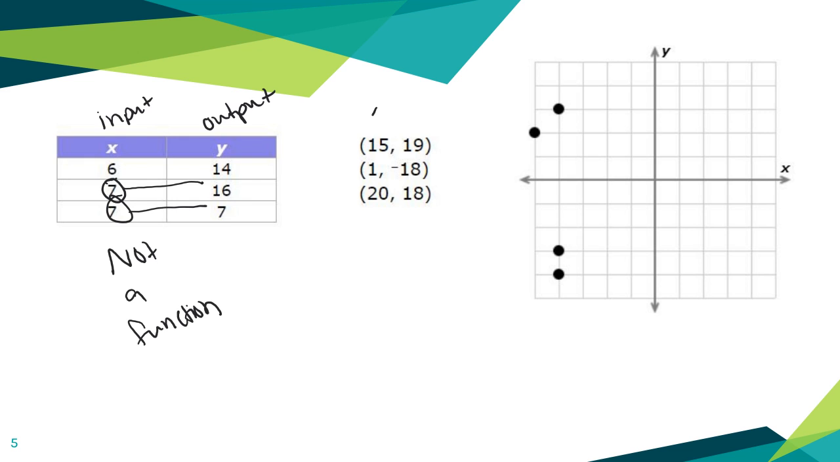What about this ordered pair? Remember, I have X and Y, or my input and my output. Are any of my X's repeated? No. My Y's can be repeated. So for Y, I have 18 and 18. It's okay for the Y to be repeated, but not for X to be repeated. So it's okay for the output to be repeated, but not the input. So this one, yes, it is a function.